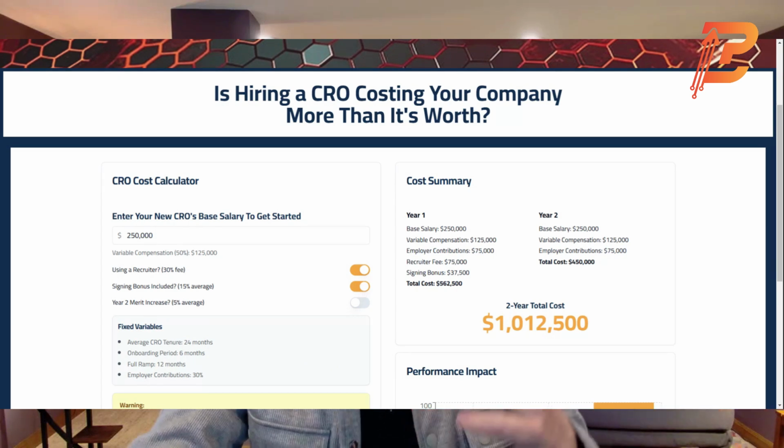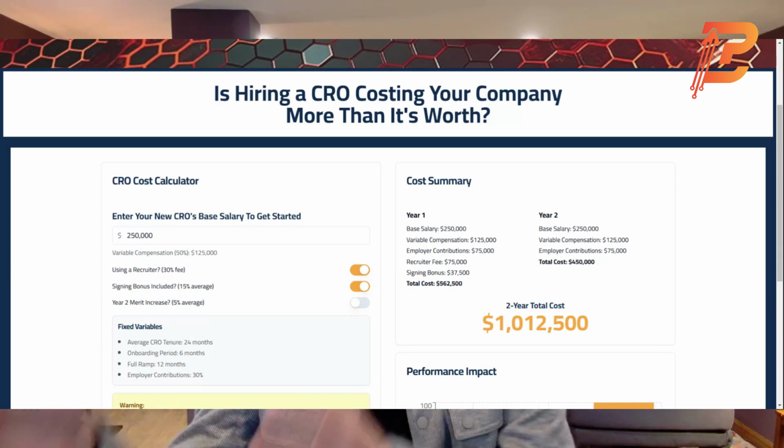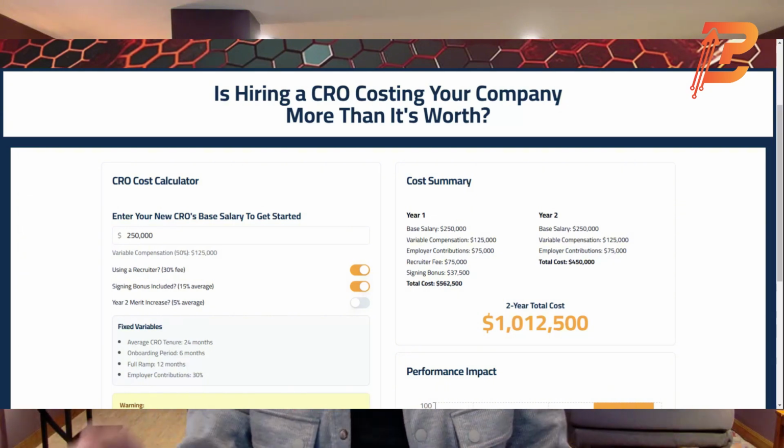to factor in. But what's really frightening when you look at this is a CRO at a pretty mid-range base salary, when you factor in employer contributions and variable compensation of 50%, the cost of that CRO is actually over $1 million in 2 years. And there's a very high likelihood that that CRO isn't going to be working with that company in month 25. So it's a very, very expensive hire for the likelihood of them not being there.